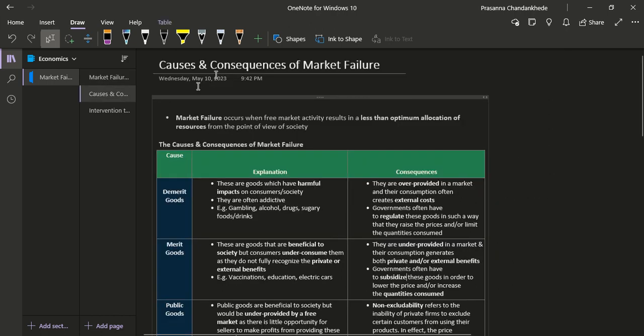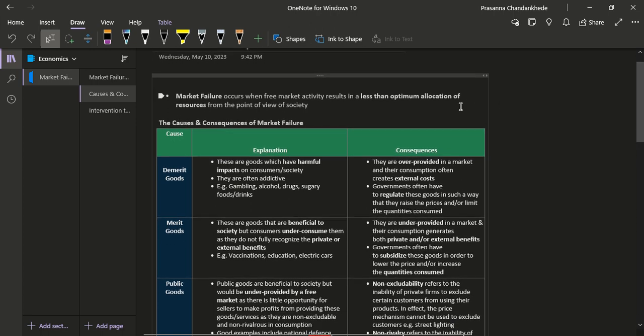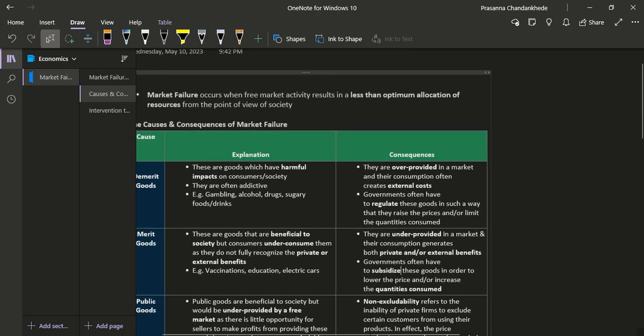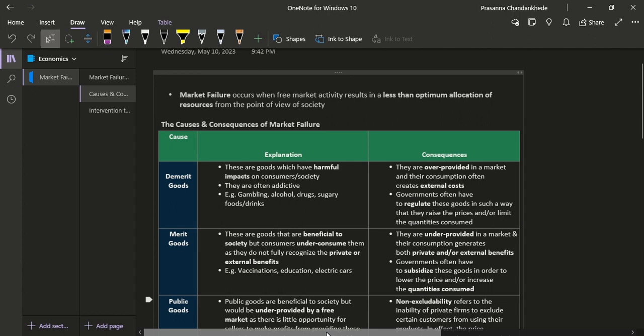Let's move on to the causes and consequences of market failure. Market failure occurs when free market activity results in a less than optimum allocation of resources from the point of view of society, as mentioned earlier. The causes and consequences of market failure.